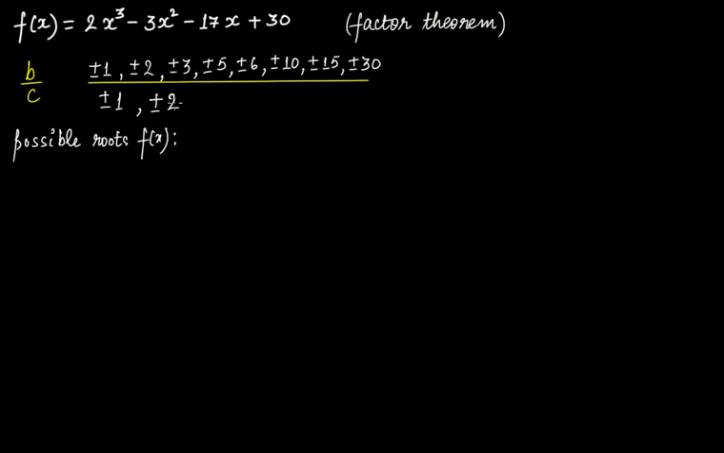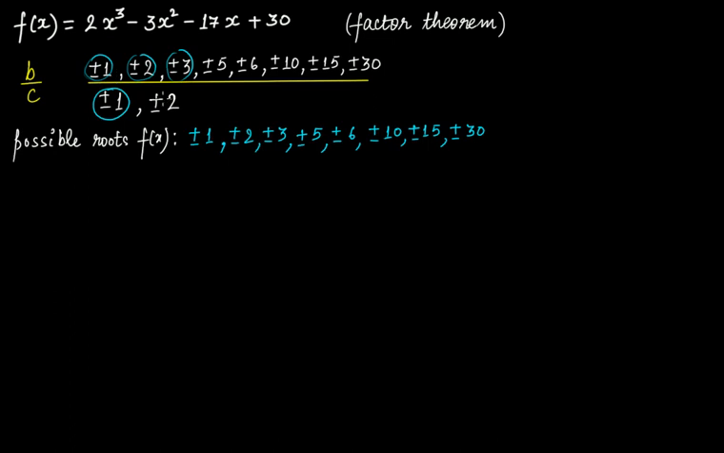So now learn how to make it. First take this plus minus 1, right? Divide this with plus minus 1. You will get plus minus 1. Take this plus minus 2, divide this with plus minus 1. You will again get plus minus 2. In the same way, take plus minus 3, divide this by plus minus 1. You will get plus minus 3. So then you have plus minus 5, plus minus 6, plus minus 10, plus minus 15, and then plus minus 30. Okay, so we are done with plus minus 1.